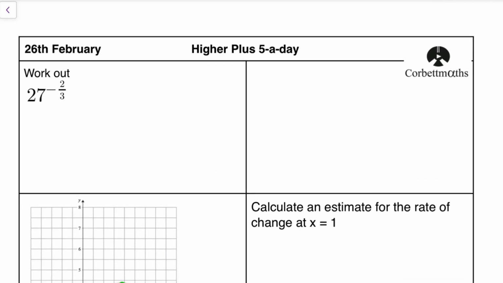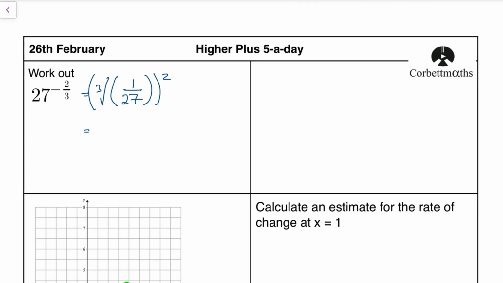So the first question says work out. So it might say evaluate, it might say work out. It basically just means can you find out what this is in a simplified form. Now, these videos aren't really about explaining all the theory, but hopefully what you'll know is the minus means 1 over, so that's 1 over 27. The third means the cube root, so I'm going to take the cube root, and this 2 means squared. So I can write the whole thing out like this.